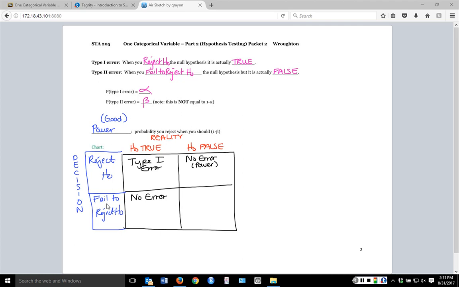You probably see by default, if we do not reject, or find the person not guilty, when the null hypothesis is false, or the person actually is guilty, that's going to be an error. So we're saying basically the person is not guilty when they actually are guilty. That's going to be an error. More specifically, that is our type 2 error.